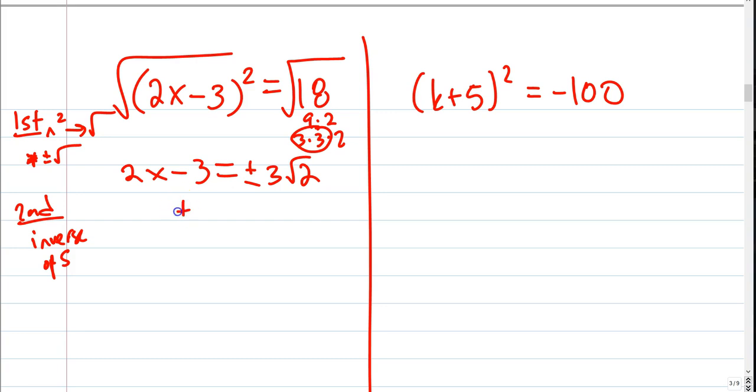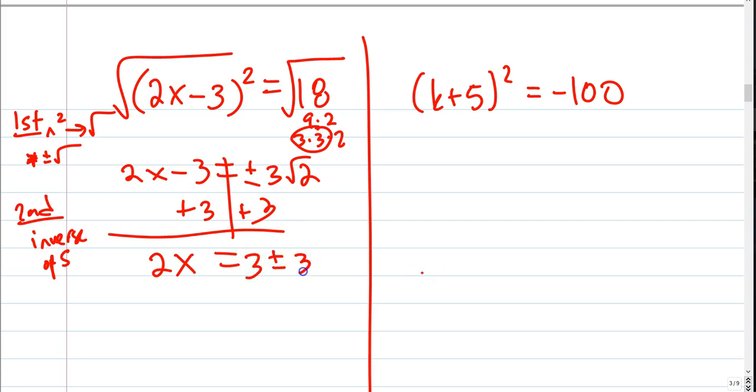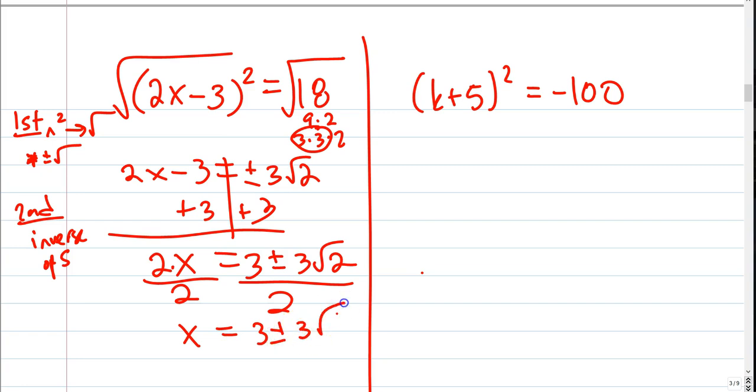Now we add the 3. Be careful. 3 root 2 plus 3 does not simplify, so we just leave it as 3 plus or minus 3 root 2. Last, we undo the multiplying by 2, and we get x is equal to 3 plus or minus 3 root 2 all over 2.